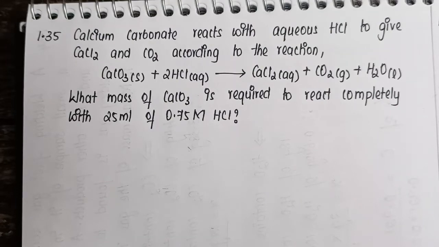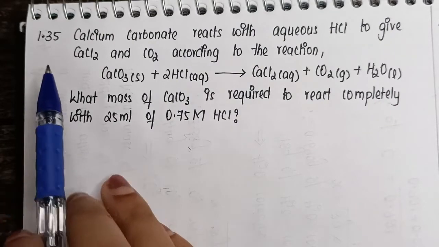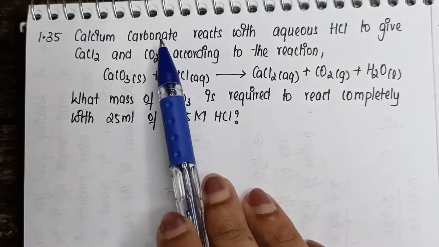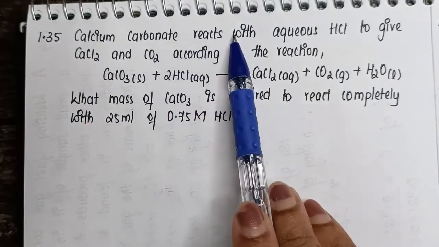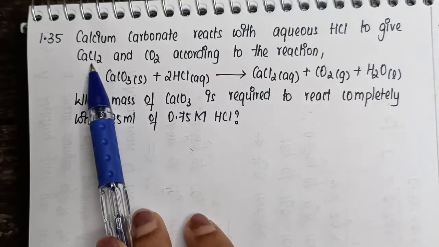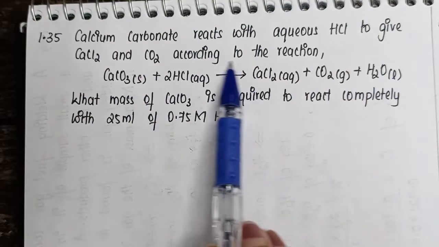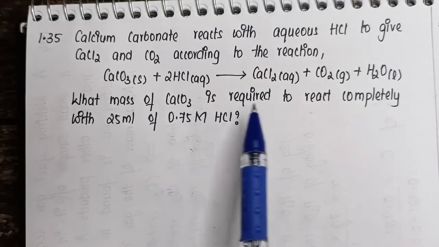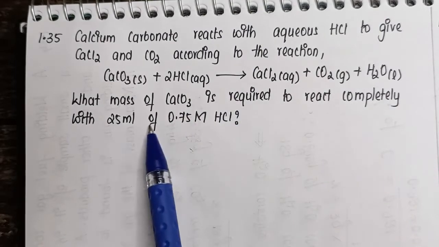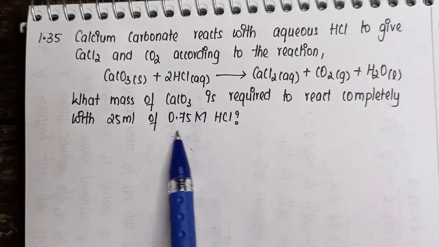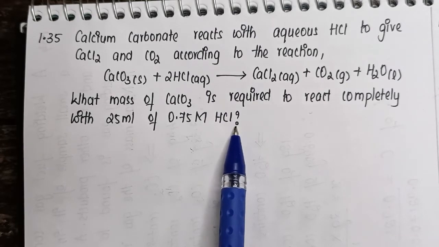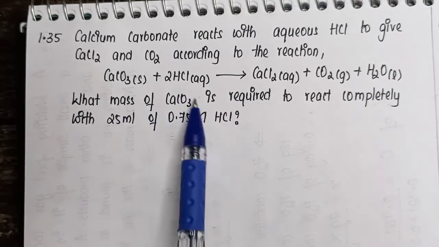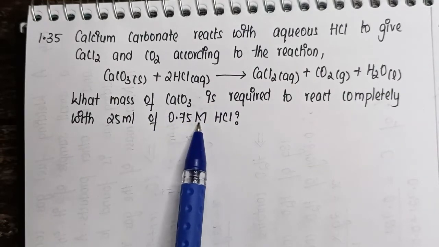Alright, so our next question for the video is from 1.35 from NCERT. The question says calcium carbonate reacts with aqueous HCl to give calcium chloride and carbon dioxide. There's a balanced chemical equation given to us. What mass of calcium carbonate is required to completely react with 25 ml of 0.75 molar HCl? So here we need to find out the mass of calcium carbonate when the molarity is given to us.